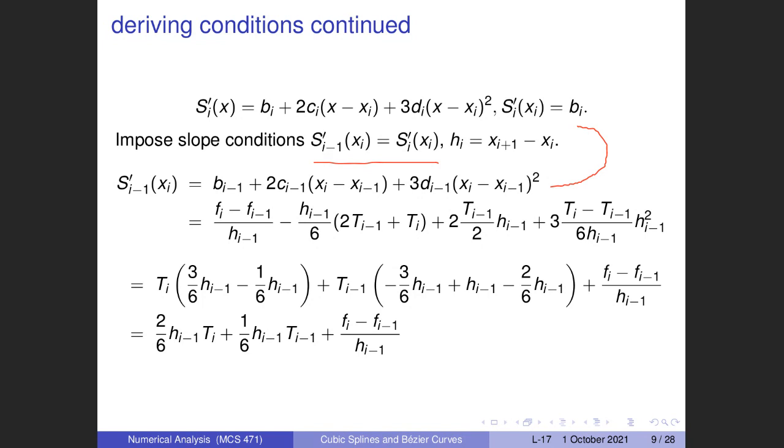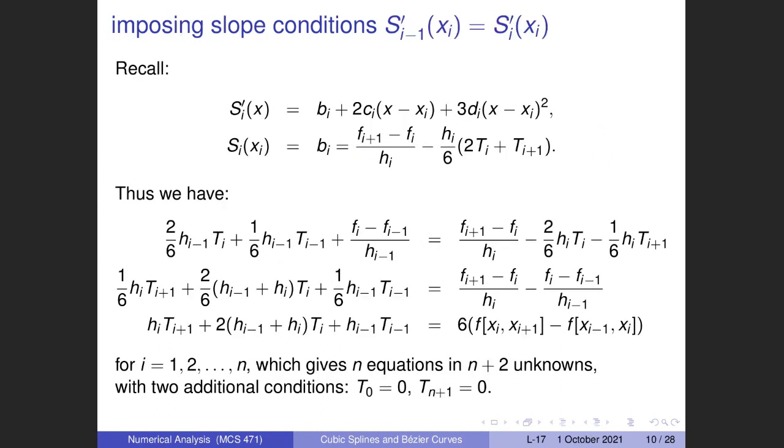So let's look at what this means now, so we have all the i's. Let's look at one example now. We're going to see a numerical example in a minute. So we have our conditions on the slope, and that actually gives us equations in the TIs.